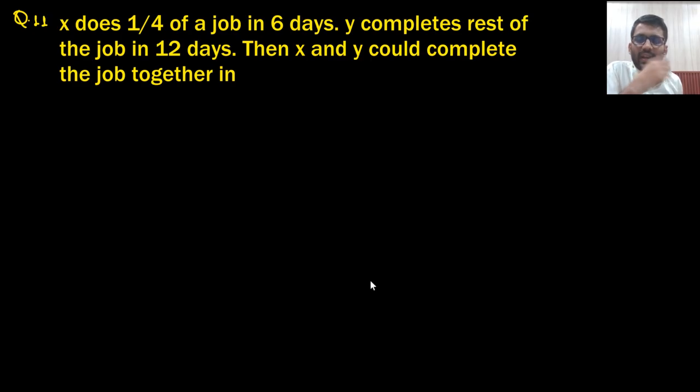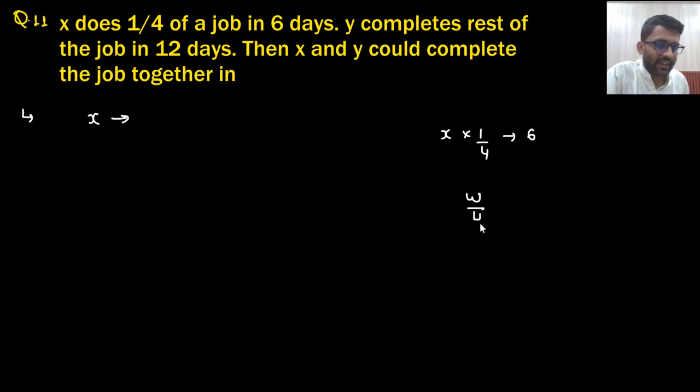Let's see the next one. X does 1/4 of the job in 6 days. Then how many days would it take to do the complete work? Work was W. In 6 days he has done W by 4 work only. So complete work will take him 24 days.